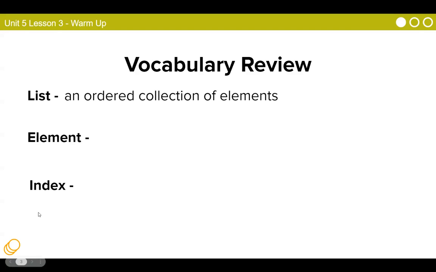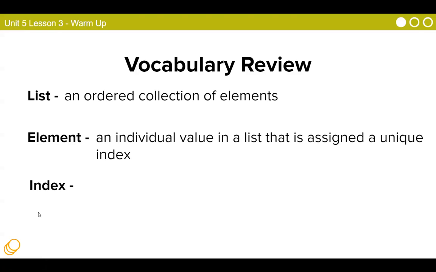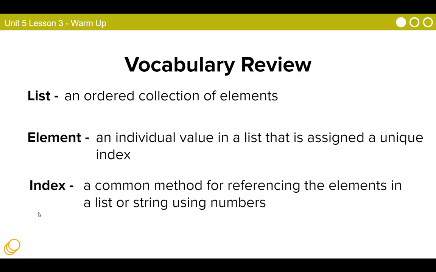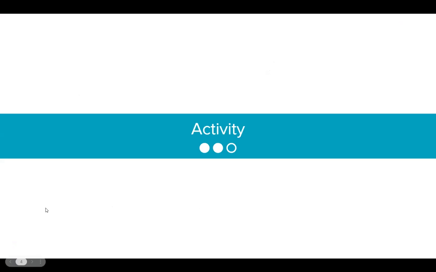So a list is an ordered collection of elements. An element is an individual value in a list that's assigned a unique index, and an index is a common method for referencing the elements in a list or string using numbers. And that's interesting, right? We're going to talk about how strings are like lists in a minute.